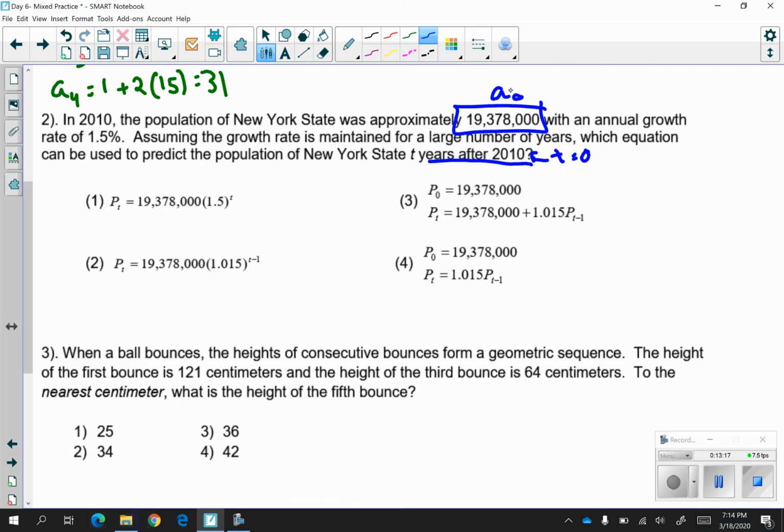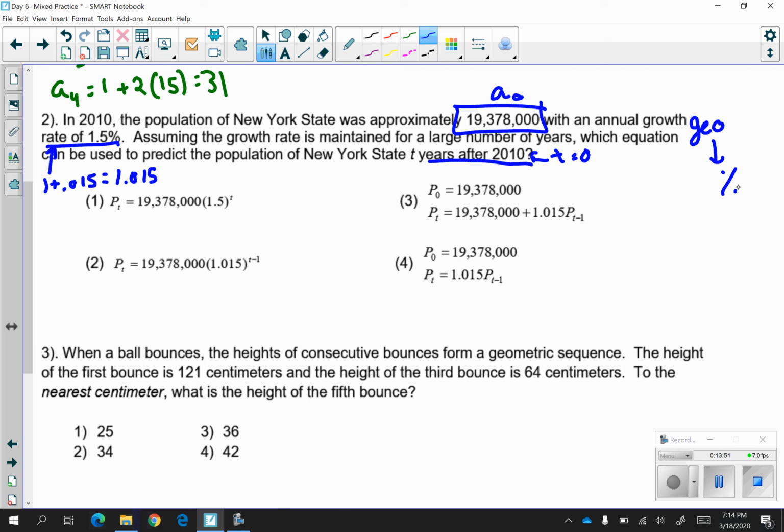Now, they're saying that you have an annual growth rate of 1.5% because you are growing. Keep in mind that this is 1 plus 0.015. So our growth factor is 1.015. And they want to know which equation can be used to predict the population in New York State. Also helpful to know that this is geometric because we see a percent change.